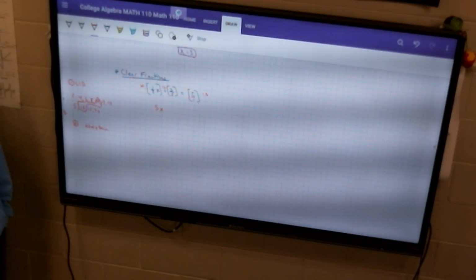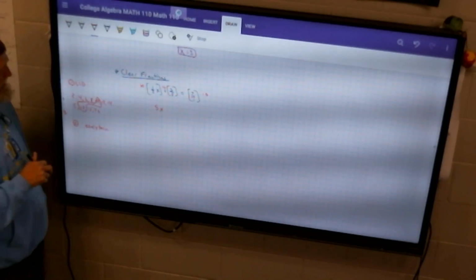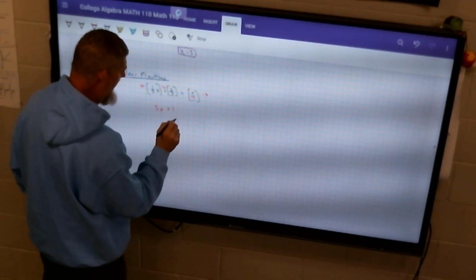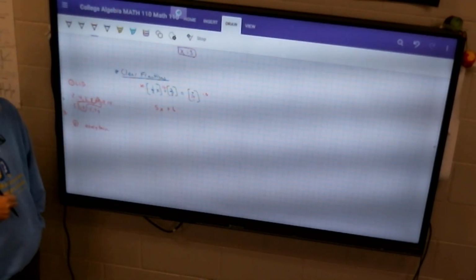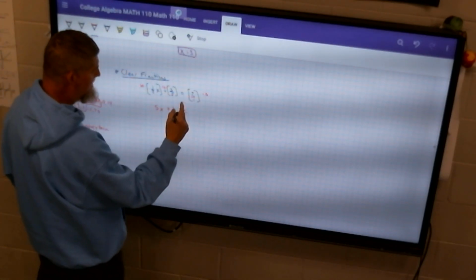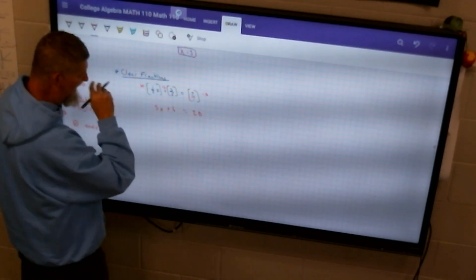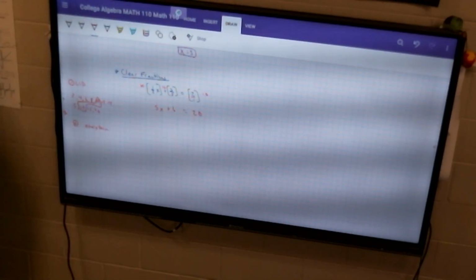10 times 3 divided by 5 is 6. So plus 6. And lo and behold, my denominator is gone. Equals, and this side's easy, 2 times 10 gives me 20, and my denominator is not gone. I've multiplied everything by the exact same value. I've gotten rid of my denominator.